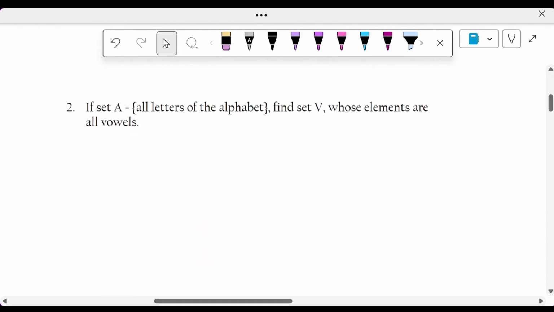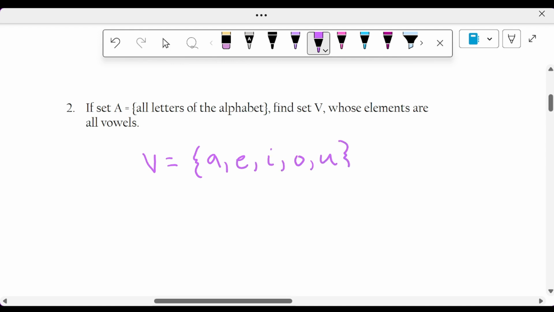Question 2. If set A is all letters of the alphabet, find set V whose elements are all vowels. So V equals an empty curly brace, and the vowels are A, E, I, O, and U. So that is our answer. And you might be thinking that you've only ever seen numbers in a set, but anything can be in a set. It's just a group of common elements.